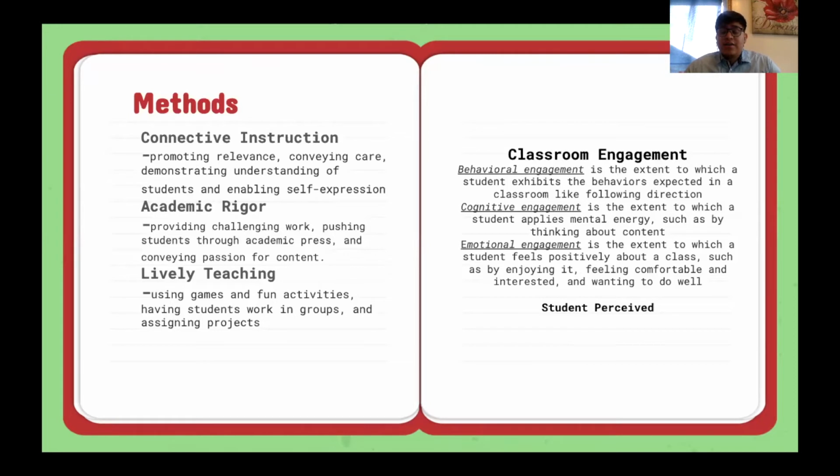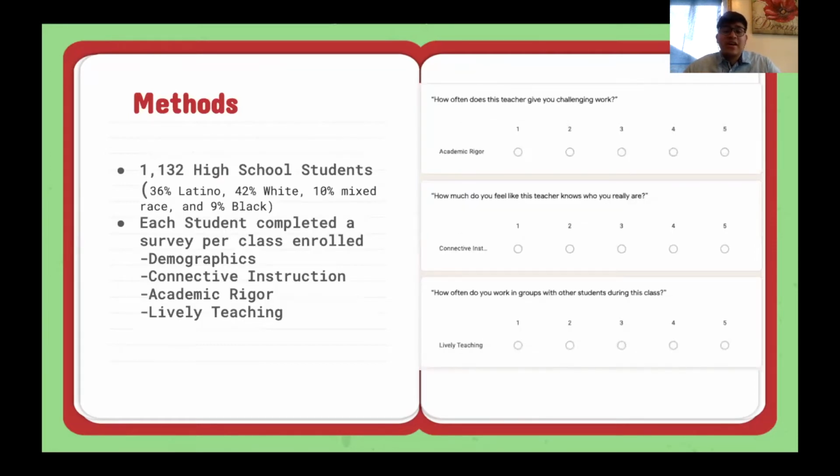So this is how they collected their data, straight from student surveys, which I think is extremely important, because even as educators, as much as we try to push a certain type of instruction, it does not really matter unless the student is actually perceiving that. So for this study, they had 1,132 high school students. The demographics are broken down there for you. Each student completed a survey per class that they were enrolled in.